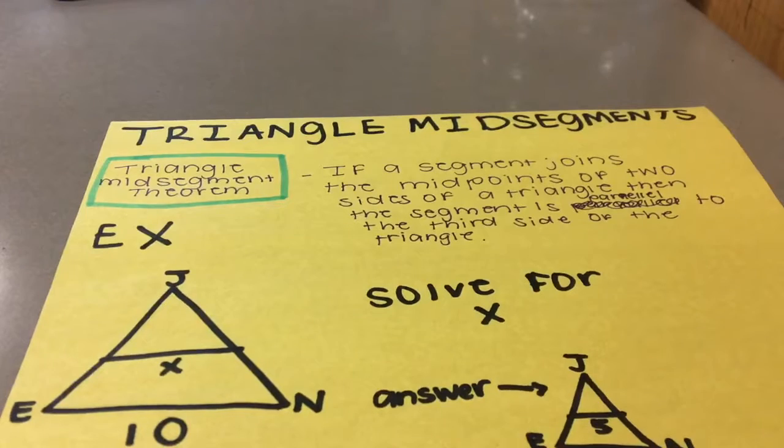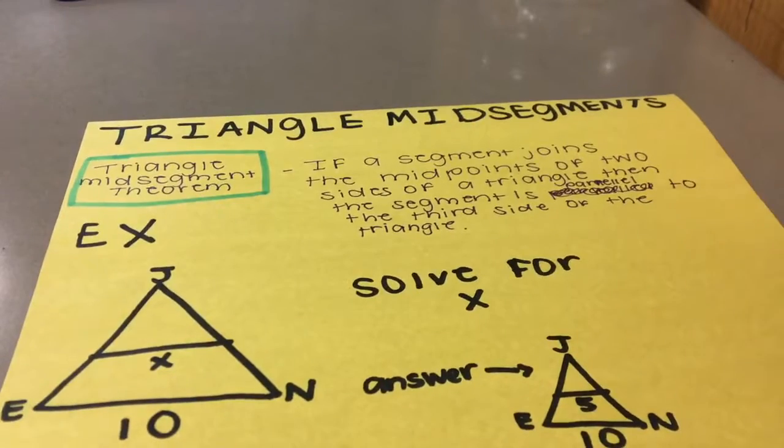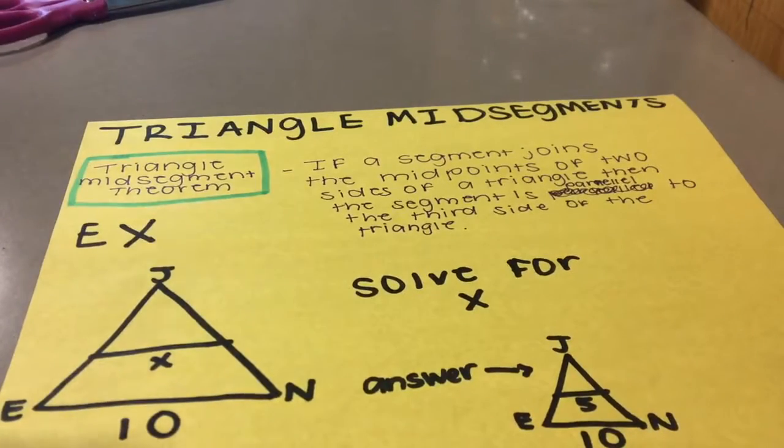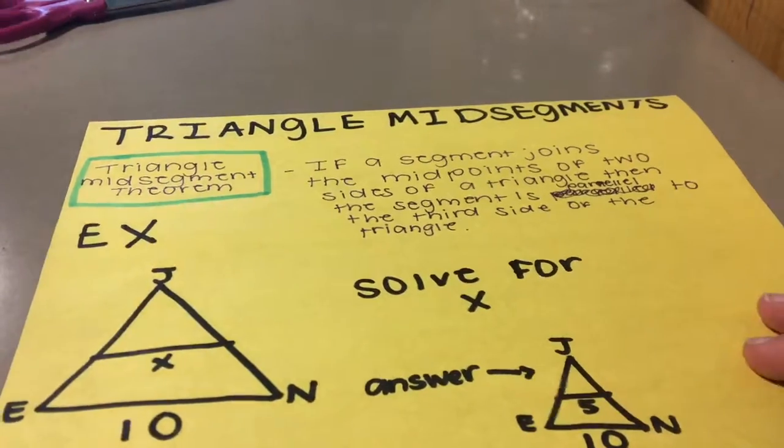Hello everybody! I'm back with part 2 of triangle mid-segments, and we're here with the second theorem. We saved the best for last. It's the triangle mid-segment theorem, and I'm going to read this for you. It's right here if you want to read along. If a segment joins the midpoints of two sides of a triangle, then the segment is parallel to the third side of the triangle.